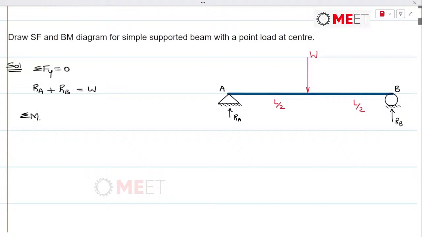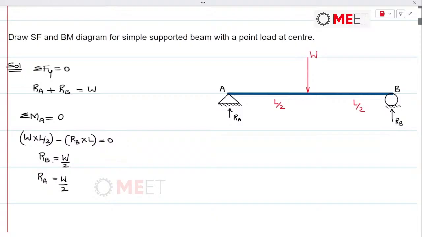And next is, if we take the moments about A, that's equal to 0. So Ra is passing through point A, it will not produce any moment, and W is acting at a distance of L by 2. So W is producing clockwise moment about A, that is W into L by 2, minus Rb is producing counterclockwise moment about point A. So Rb into L it is, and that is equal to 0. So Rb we get straight away as W by 2, and Ra also it would be W by 2.